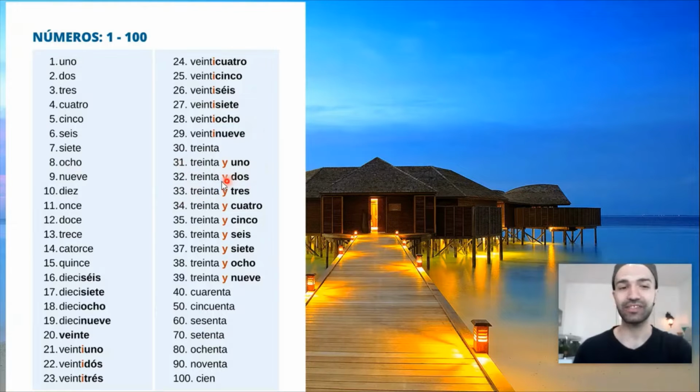31, 32, 33, 34, 35, 36, 37, 38, 39, 40. And from 40 to 100, we count in the same way without any difference. So, as we counted here, 31, 32, 33, 34, 35, 36, 37, 38, 39, 40. 41, 42, 43, 44, 45, 46, 47, 48, 49, 50.